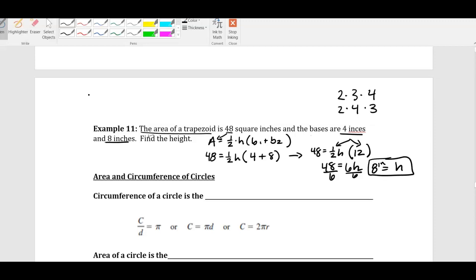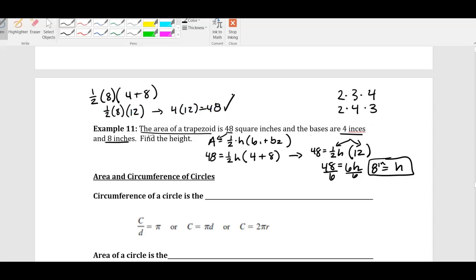So I'm going to come up here on top, and I'm just going to do 1/2 times the height of 8 times 4 plus 8. So 1/2 of 8 times 12, or 4 times 12, is 48, and that checks out. So just double check real quick.